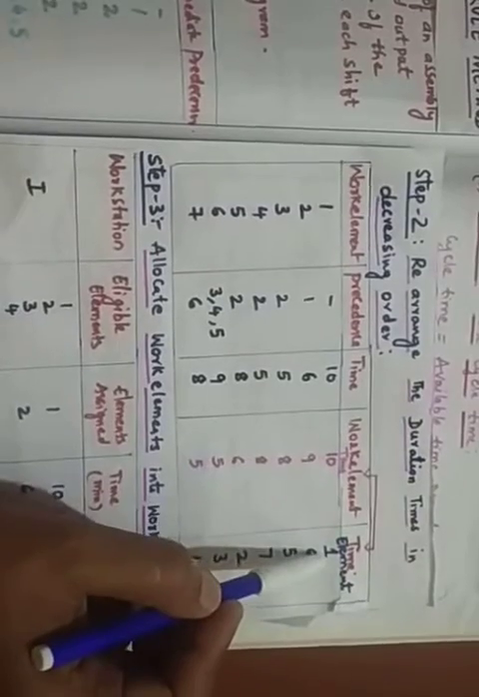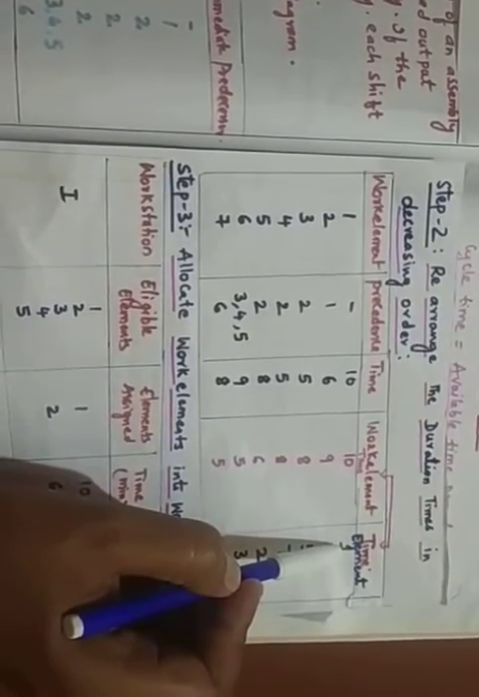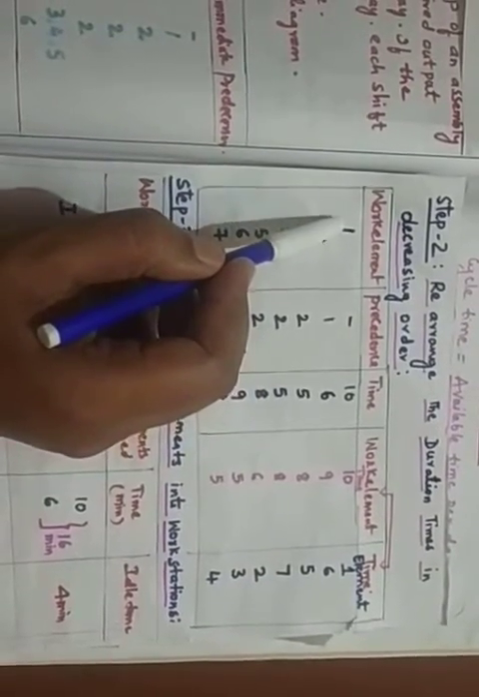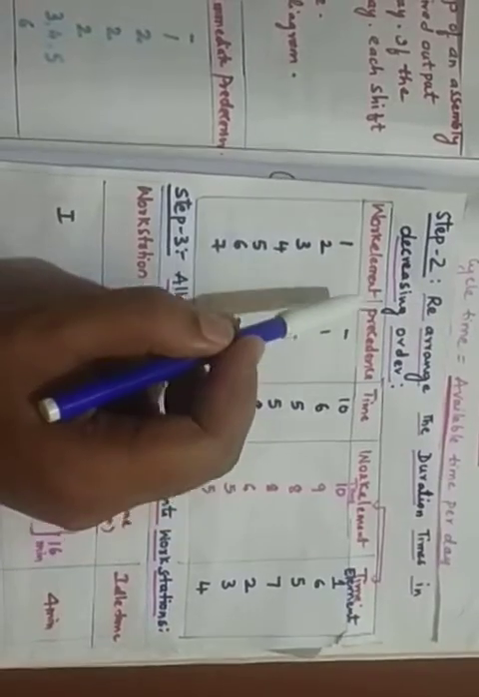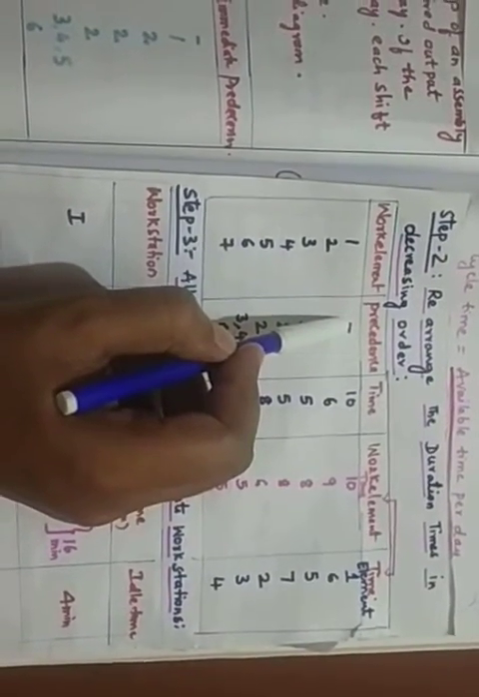So the first element is 1 here. I'll start with 1. You have to check for the precedence elements. Here, work element 1 has no precedence; that is, work element 1 need not wait for any other element. So it is eligible for station 1. Therefore 1 is eligible, and it is assigned here with a duration of 10 minutes.